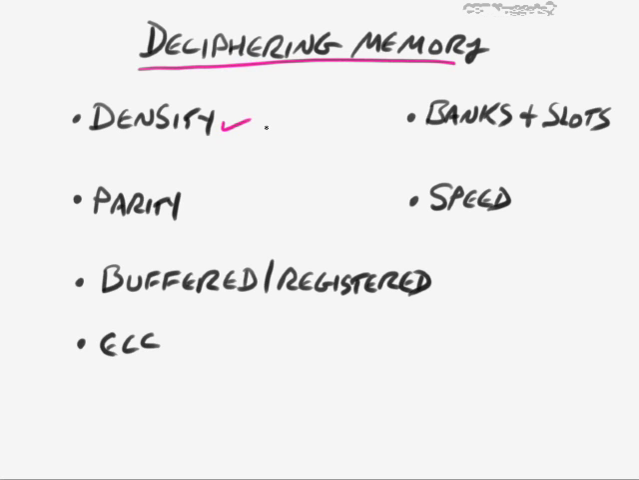One of the things that could be confusing is the density of memory. No, this does not mean whether or not you can hit it with a hammer. What this means is how much each memory chip holds, and when you add them all together, how much total memory you have on that memory stick. So let's go ahead and take a look at an example. I think I've got one here.